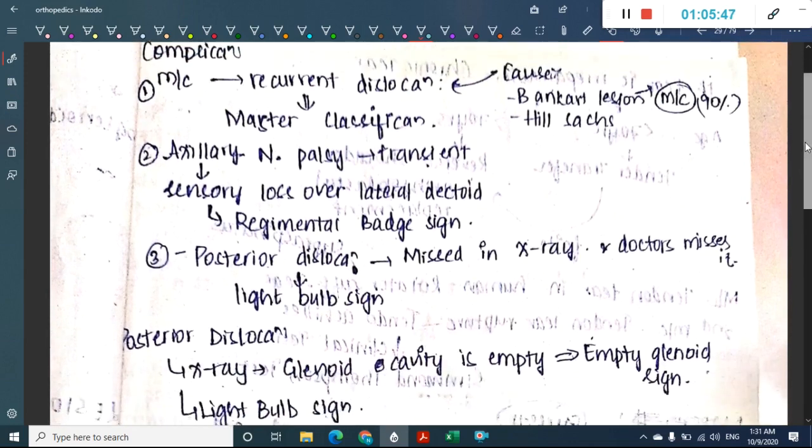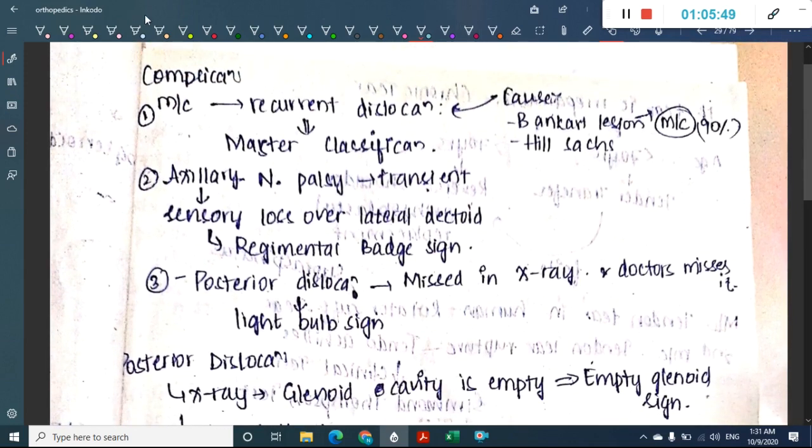Then what are the complications of shoulder dislocation? These are also very important, right? What is the most common complication? The most common complication of shoulder dislocation is recurrent dislocation. Why is there recurrent dislocation? What are the causes? It is because of Bankart lesion and Hill-Sachs lesion. Bankart lesion is the most common cause, in 90% of cases.